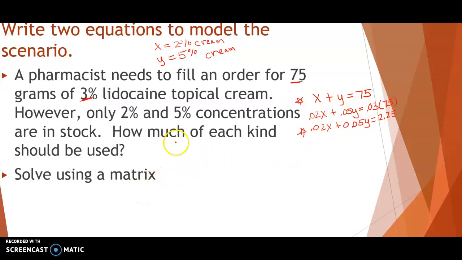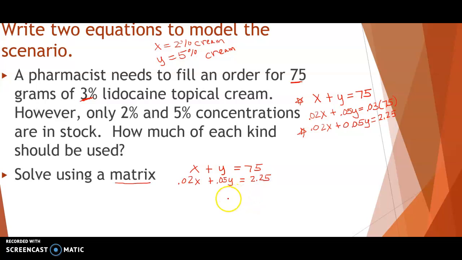So we're to solve to figure out how much of each kind should be used using the matrix method. The matrix method is truly just a graph and calculator way to do an elimination problem. So with an elimination problem, I first line these up so that my x's are lined up, my y's are lined up, and my constant term is lined up. All right, so there we go.